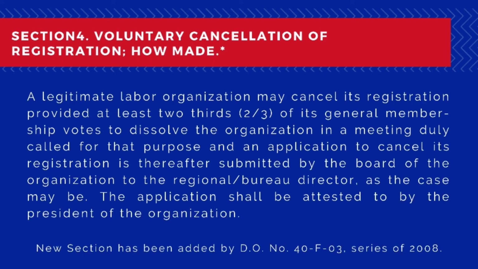Section 4. Voluntary cancellation of registration. How made? A legitimate labor organization may cancel its registration, provided at least 2/3 of its general membership votes to dissolve the organization in a meeting duly called for that purpose, and an application to cancel its registration is thereafter submitted by the board of the organization to the regional bureau director, as the case may be. The application shall be attested to by the president of the organization.